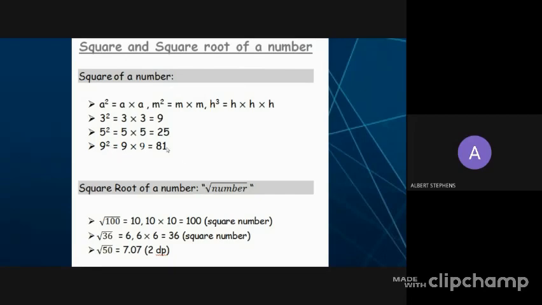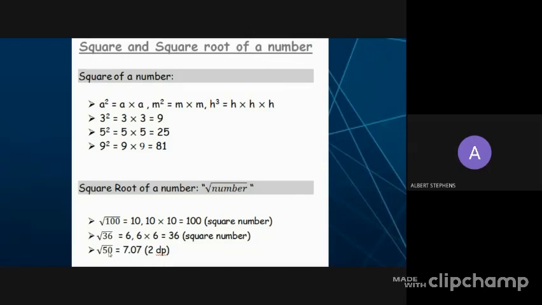Okay, now the square root of a number. Now the square root of 100 is 10. Why is it 10? Because 10 times 10 gives you back the 100. The square root of 36 is what? 6. Why? It's because 6 times 6 gives you back the 36. So basically, square root is just any number when multiplied by itself gives you back the original number.